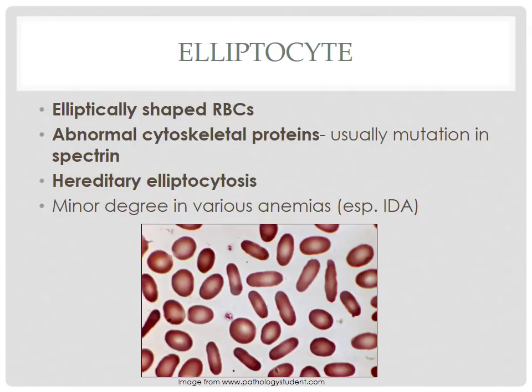Elliptocytes. So these are elliptical shaped red blood cells, and they have a problem with one of their proteins. Specifically, in many cases, this is spectrin. And often you will see this in a hereditary syndrome called hereditary elliptocytosis. You may also see some elliptocytes in other anemias, especially iron deficiency anemia. And some great examples of the elliptocytes in the image here.